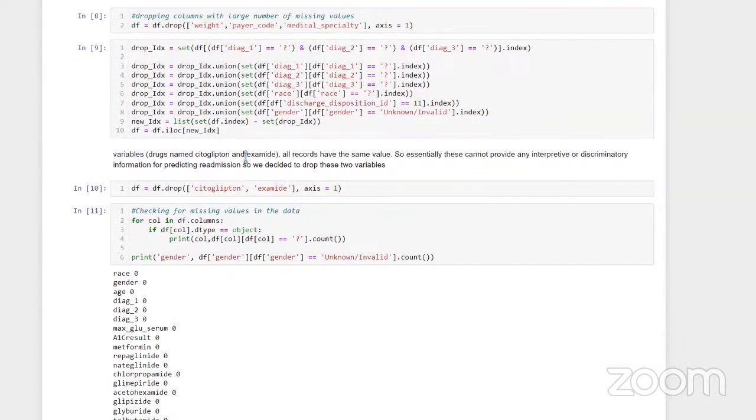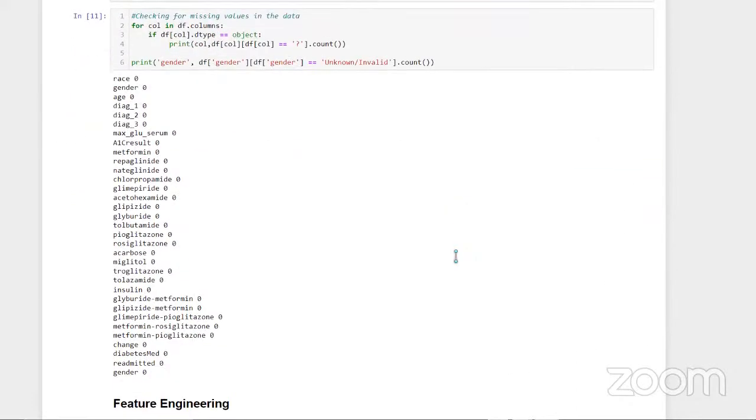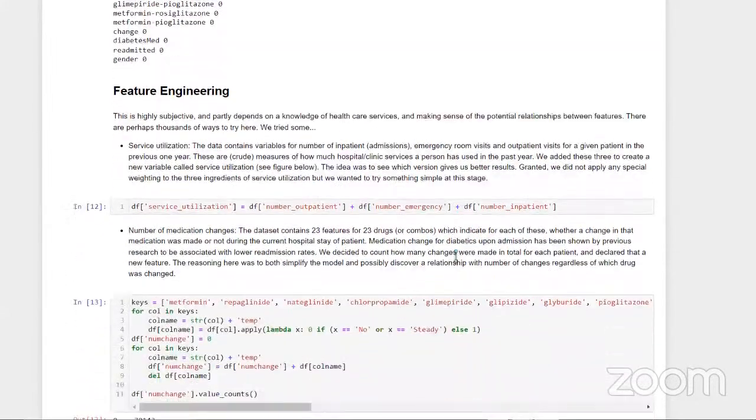There are certain drugs which have all records the same, so we dropped the zero variance columns. These two are zero variance, all the values are the same. We dropped these zero variance columns. Then we again checked for missing values, and we saw there are no missing values.